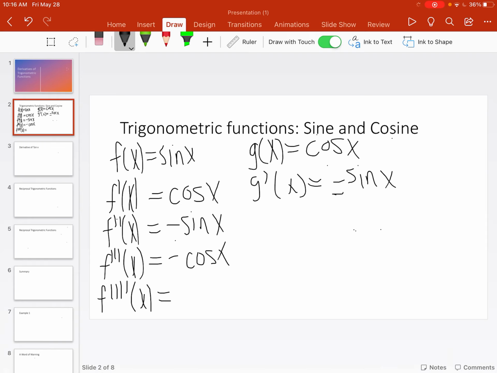Well, what do we get? Taking the derivative of cosine x, we've got the negative sign out front. The derivative of cosine x is negative sine x. So the negative signs cancel out, and we're just left with sine x. So we're just going to keep going in this loop over and over again. You keep taking the derivative, you end up in this loop.